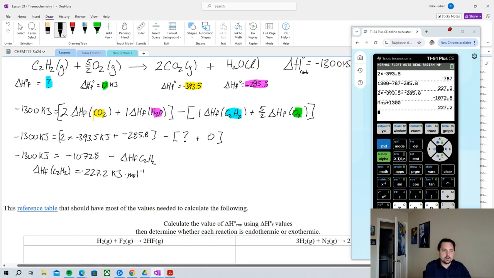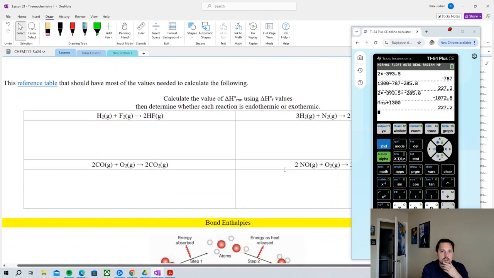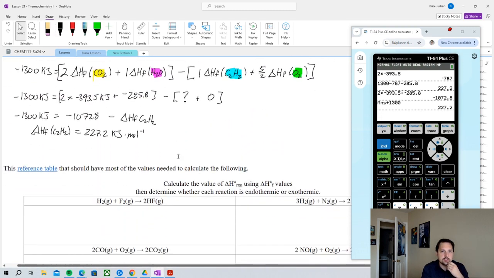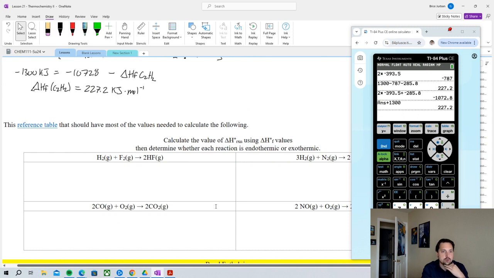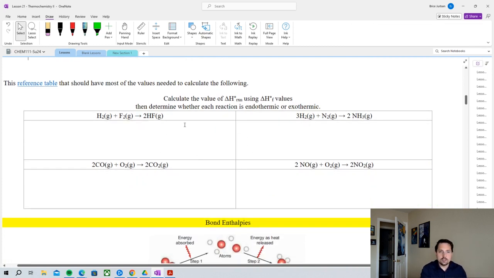We can write it as kilojoules per mole or kilojoules, because the heat of formation is always per 1 mole of that substance. Cool. So that's how you can make use of Hess's law, and specifically using the molar enthalpy of formation shortcut. Okay, so this is a link to that reference table I was using. The other reference tables are available on the module. So let's make use of those values to figure out the heat of formation of each of these different substances.